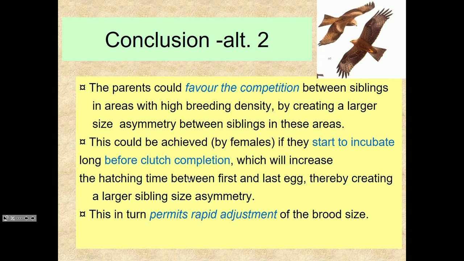So if they lay 3 eggs, start to incubate on the first egg, they lay the second egg, they continue to incubate. So you can imagine the first egg will hatch much earlier. So they can create this sibling size asymmetry by themselves, the female.